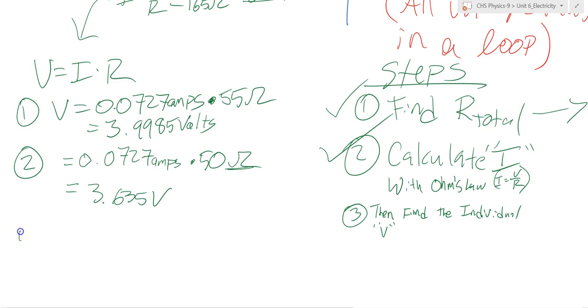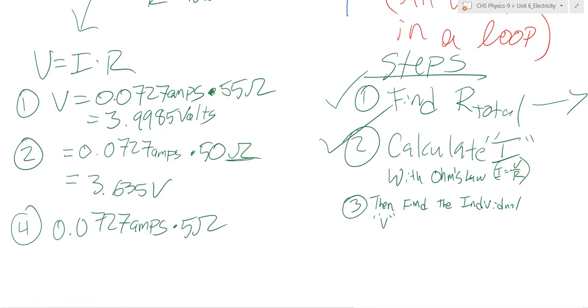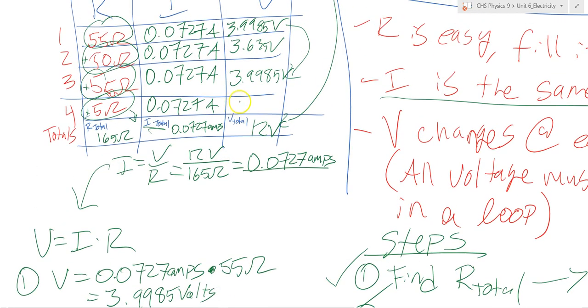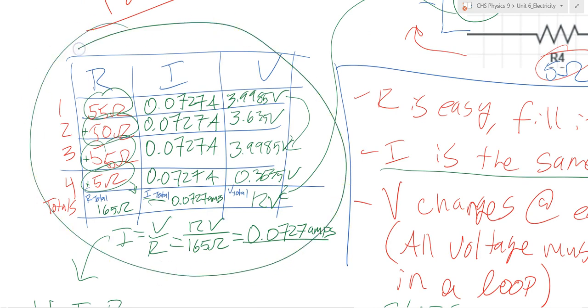And then the last one is going to be 0.0727 amps times 5 ohms because, again, we've got 5 ohms there. And we end up with an answer of 0.3635 volts. And there we have it. We filled out one of these tables, and that's what we got.